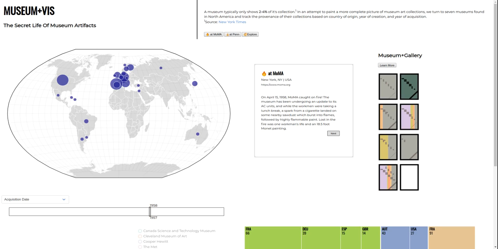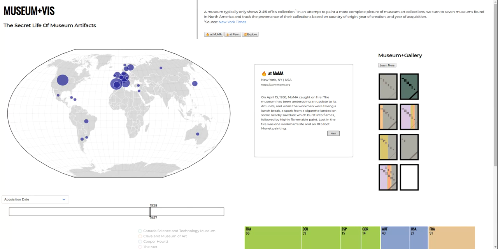Welcome to MuseumVis. MuseumVis is an interactive visualization that you can use to explore the provenance of museum art collections. For this project, we individually acquired and processed art collection data from 7 different museums in North America. The visualization is driven by a desire to understand museums as organizations affected by their own histories and global events.